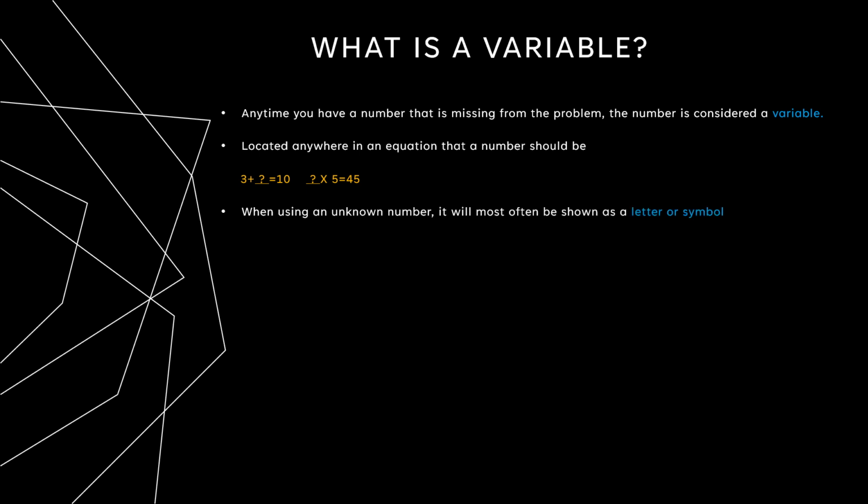So whenever we're working with an unknown number, we're more commonly going to see it represented as a letter or a symbol. So rather than having a question mark or a box, they're going to put something in there like, say, n or m. So 3 plus n is equal to 10, or m times 5 is equal to 45. And then, of course, we know that n is equal to 7 and m is equal to 9, because 3 plus 7 equals 10. And m, or 9, times 5 is 45.